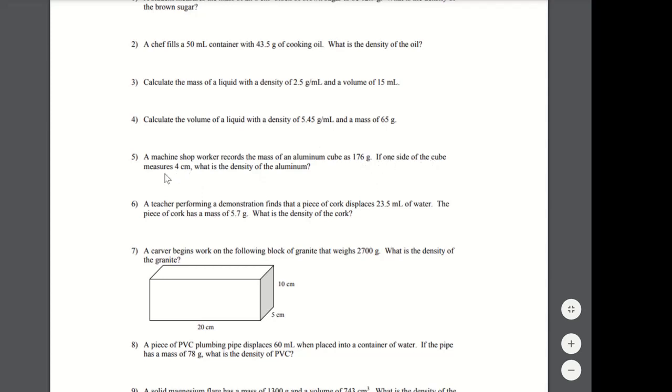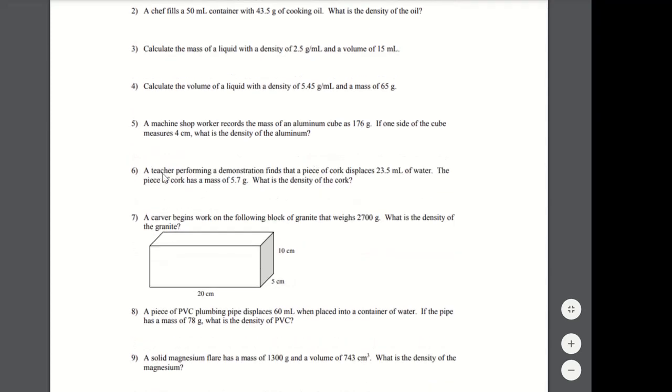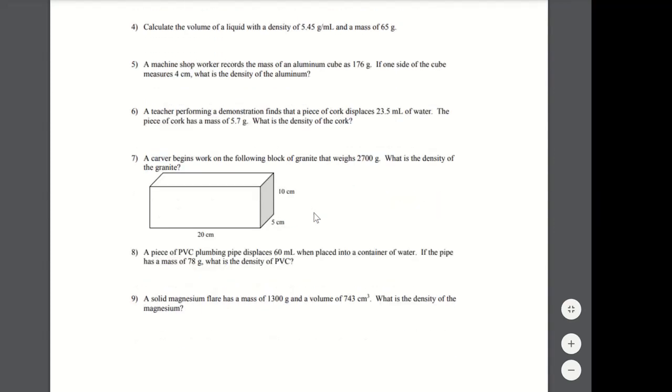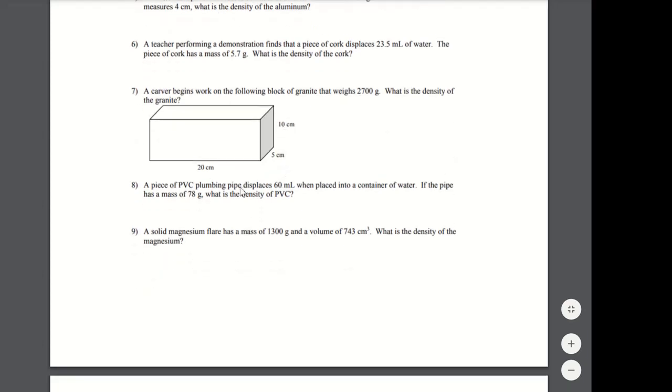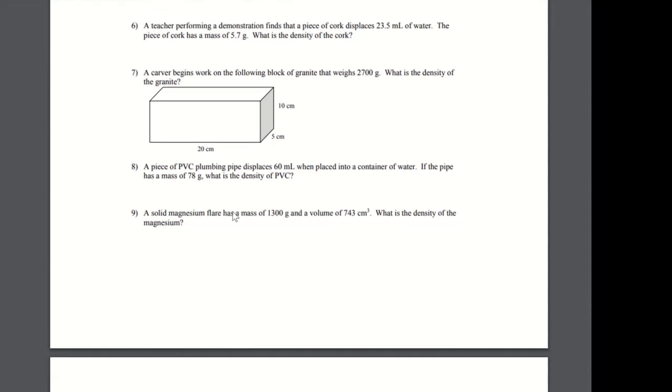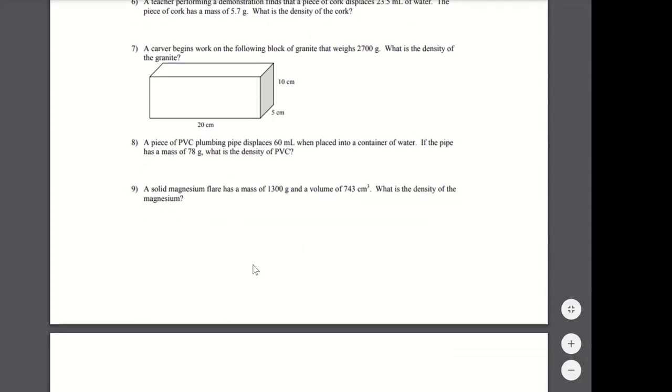I give you a very similar cube. Again, this is a teacher that uses a cork, and the water displaces 23.5. Displace means that's how much it moved. So once they put the cork in, the water moved that much. Think about what that means. If the water moved that much, what's the volume of the cork? Very similar to that example that we went over. Read each question, think about what they're asking, think about what's being given, and then move forward.